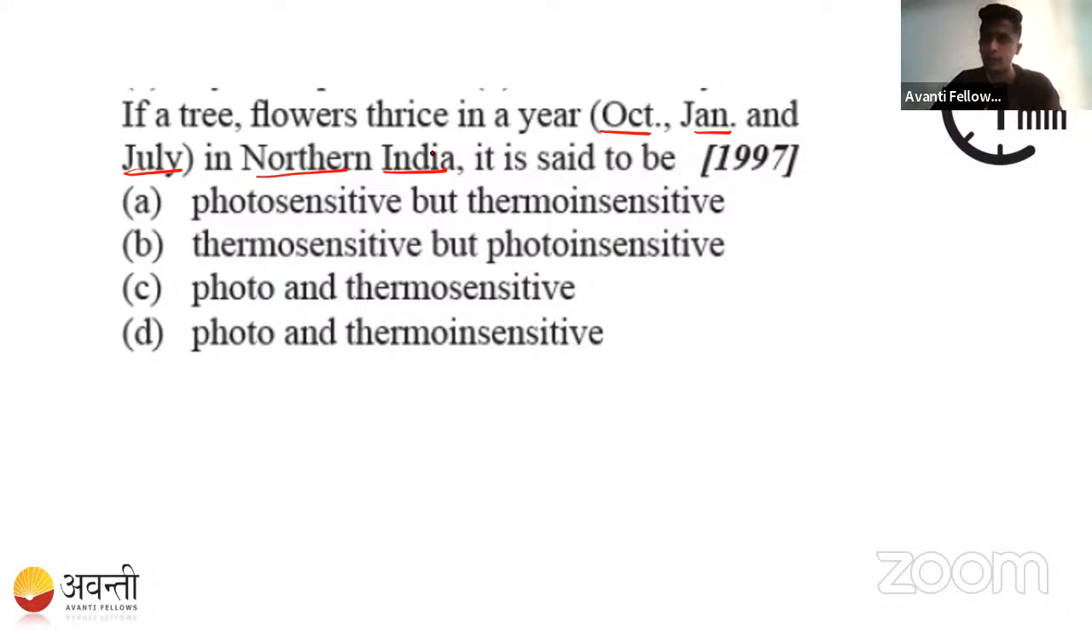Now, if a tree flowers thrice, especially in a winter season, that is October to July, where there is less light and less temperature, then there is insensitivity towards both the cases. That means our tree, what we're talking about, is both photo and thermo insensitive, isn't it? So that is why our option is D.